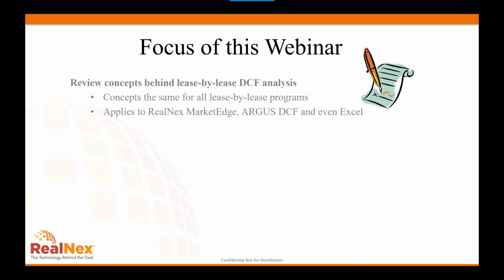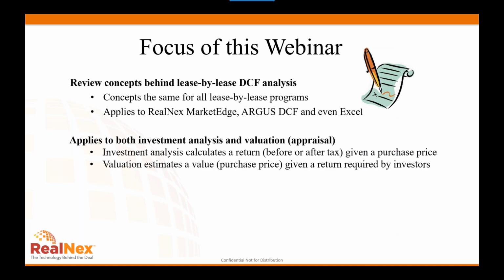Here we go. Okay. So we're going to review the concepts behind lease by lease discounted cash flow analysis. Lease by lease means we can take into consideration each of the leases on the property. The concepts will be the same in all lease by lease programs. So again, it applies to RealNext Market Edge, or if you're using Argus or even Excel to do the analysis. It applies to both investment analysis and valuation. Those are really kind of flip sides of the same coin.